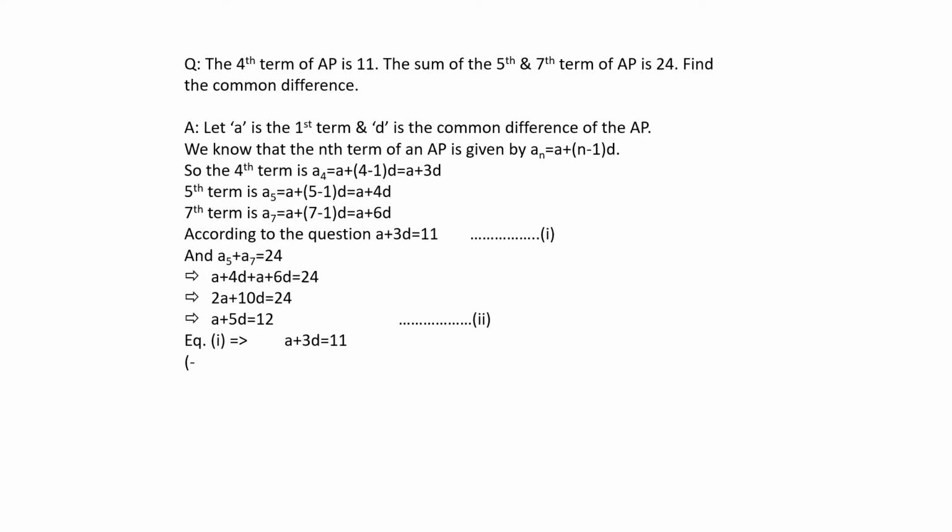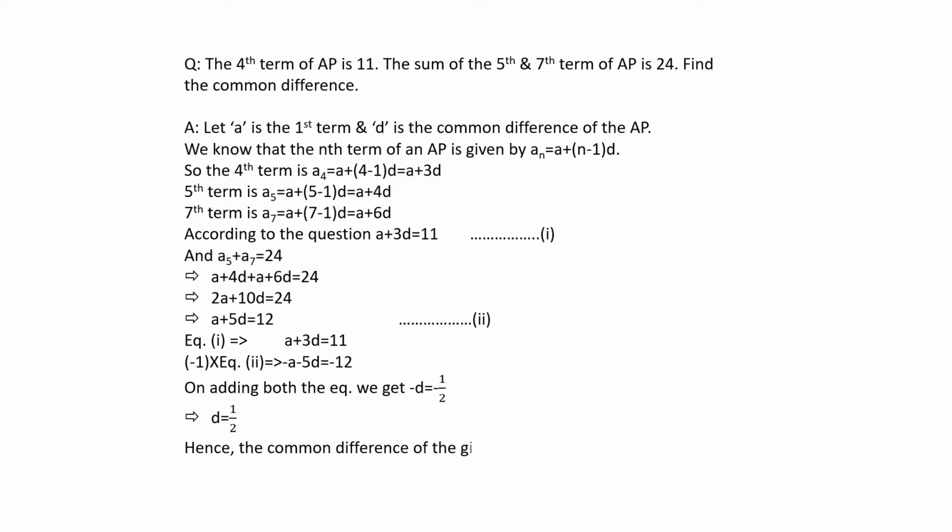Now, equation 1 gives a plus 3d equals to 11, and minus 1 into equation 2 is minus a minus 5d equals to minus 12. So on adding these two, we get minus 2d equals to minus 1, or d equals to 1 by 2. Hence, the common difference is 1 by 2.